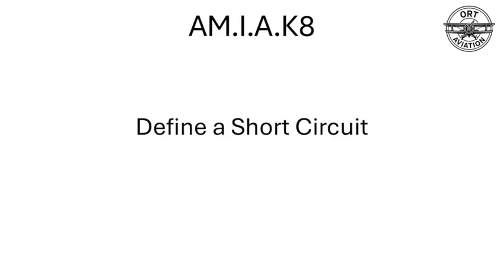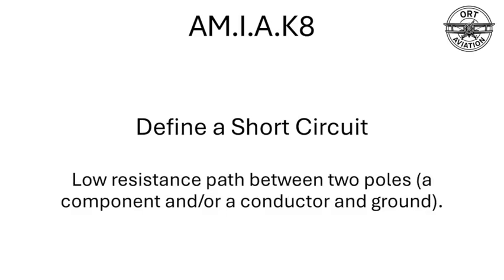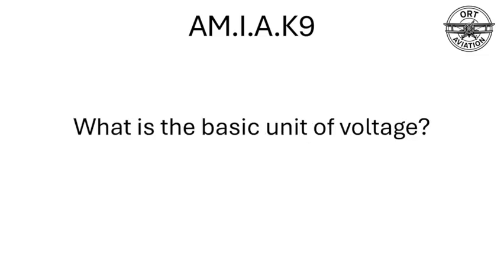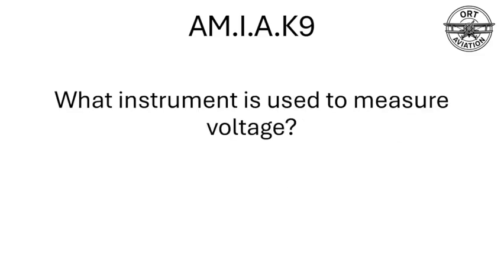Define a short circuit. Low resistance path between two poles, a component and/or a conductor and ground. What is voltage? Electrical pressure. What is the basic unit of voltage? The volt. What instrument is used to measure voltage? A voltmeter.